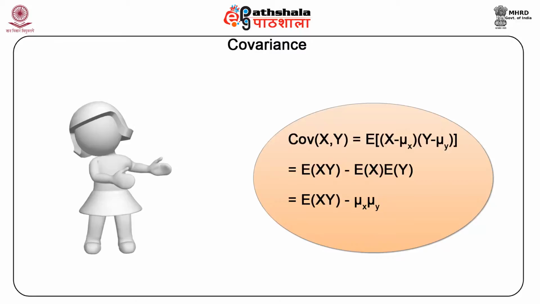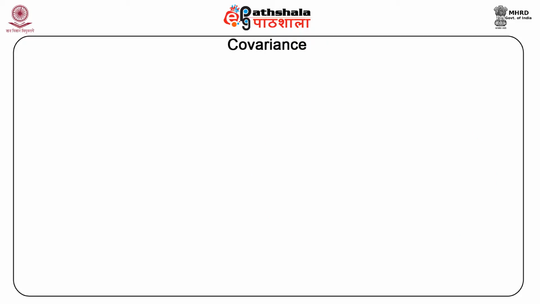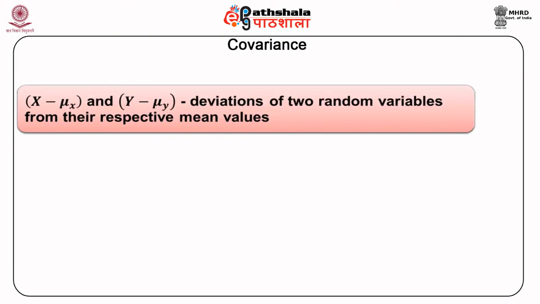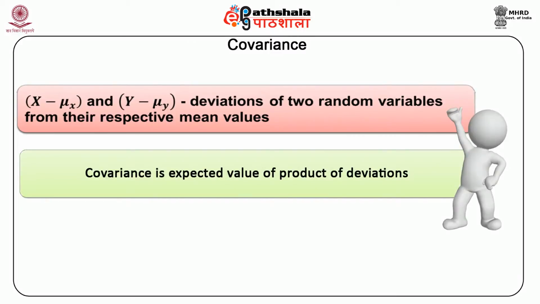Covariance(x,y) is equal to the expected value of (x minus mu x) times (y minus mu y), which is E[xy] minus E[x]E[y], which is equal to E[xy] minus mu x mu y. Since x minus mu x and y minus mu y are the deviations of the two random variables from their respective mean values, therefore the covariance is the expected value of the product of deviations.